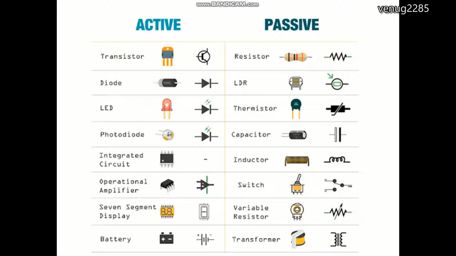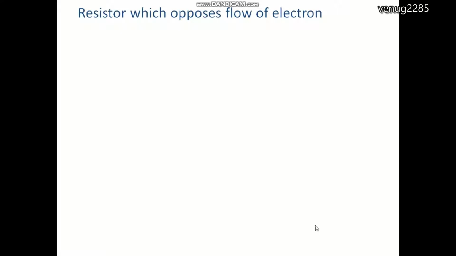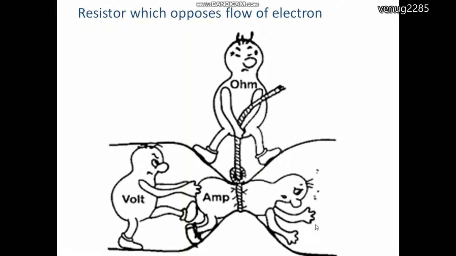The basic elements are resistor, inductor and capacitor. The passive elements resistor, inductor and capacitor oppose the active elements, and are also called a sink or a load. The resistor opposes the flow of electrons. This is a pictorial representation of a resistor, which opposes the current only and doesn't bother about the voltage.